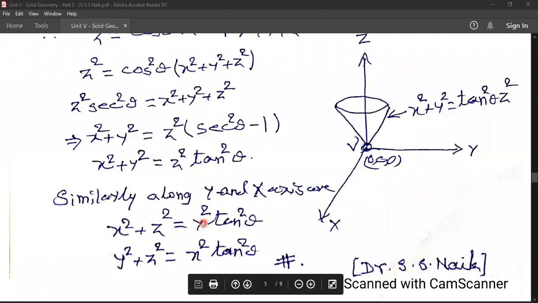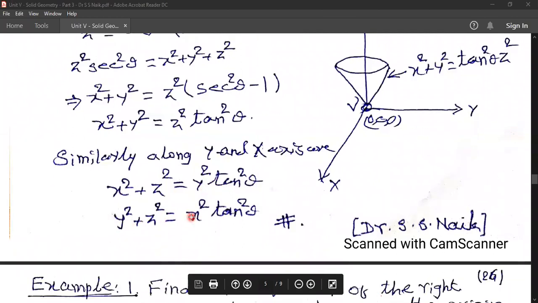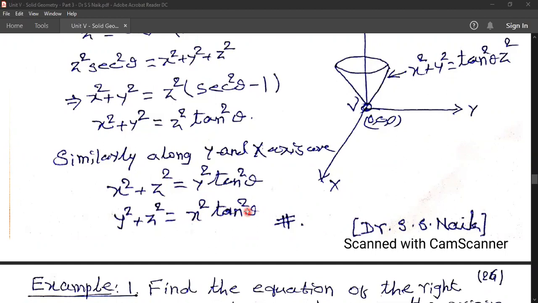Then this is along y square, becomes y square tan square theta. This is y square z square is equal to x square tan square theta. So these equations represent the right circular cone, with any point P(x, y, z) on the generator, and the vertex at the point (a, b, c) or at the origin. Okay, this you'll have to remember.